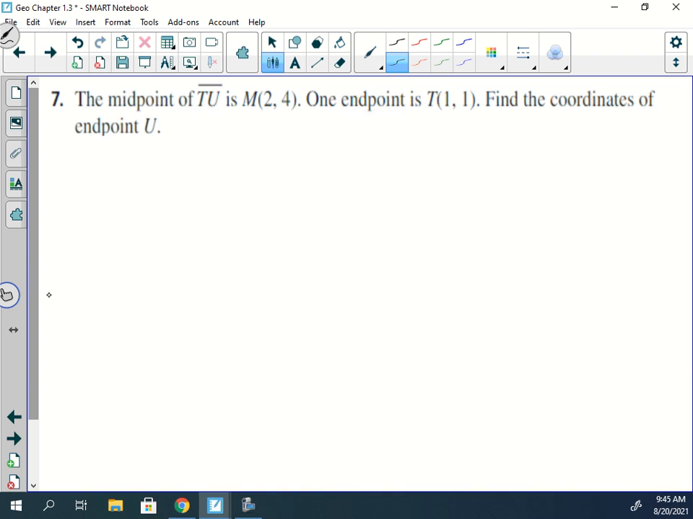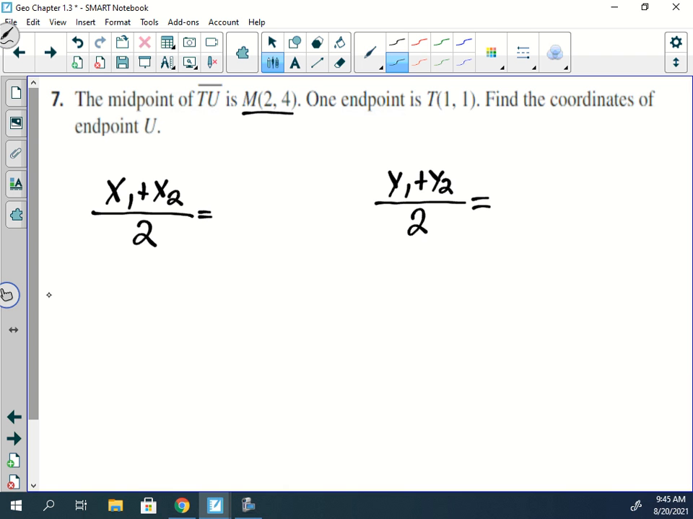So really what we should be doing is sticking with our formulas. x1 plus x2 divided by 2 and y1 plus y2 divided by 2. Now it already gave us the midpoint m, which is 2, 4. So let's plug that in.